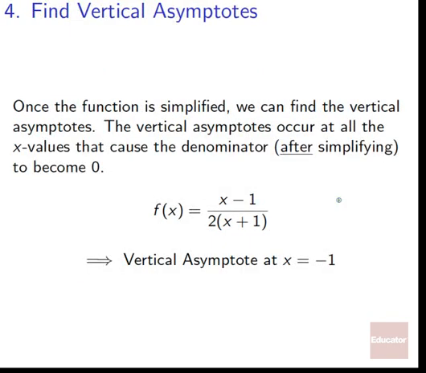Next step, find vertical asymptotes. Once the function is simplified, we can find the vertical asymptotes. The vertical asymptotes will occur at all the x values that cause the denominator, after we have simplified it, to become 0. So all the zeros of our newly simplified denominator. If we have 2 times x plus 1 in our denominator, we're going to get a vertical asymptote at x equals -1, because that will cause our denominator to turn into a 0.